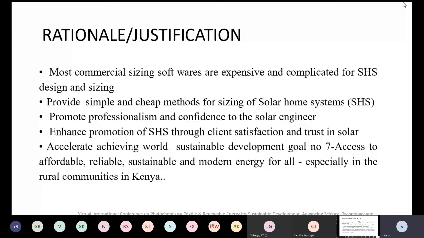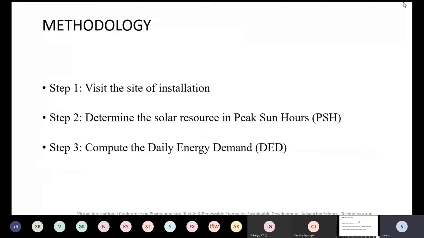This will also help in the acceleration of goal number 7 of the World Sustainable Development Goals, which is energy access for all, affordable and reliable, and of course modern energy, especially for the rural communities in this country.